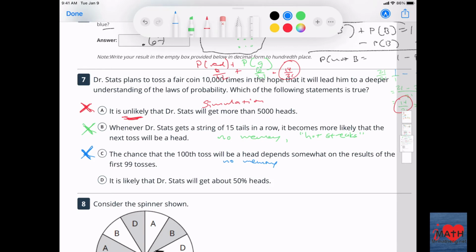Okay, and the last one says, it is likely that Dr. Stats will get about 50% heads. Yeah, because the probability of getting a heads is 1/2, right? 2 outcomes versus the heads, which is 0.5 or 0.50. So D is the correct answer.